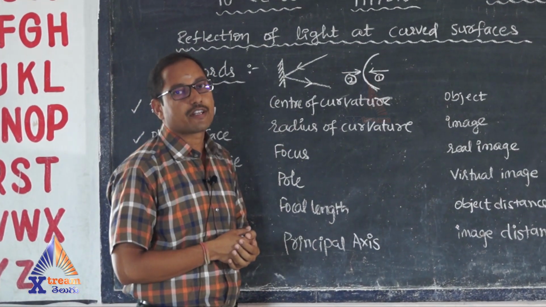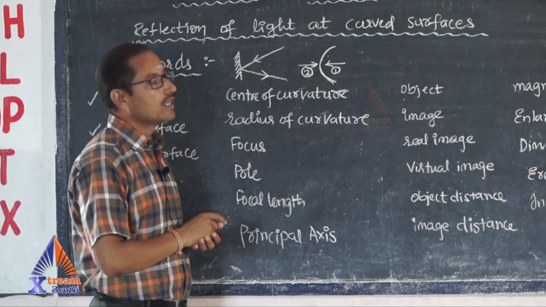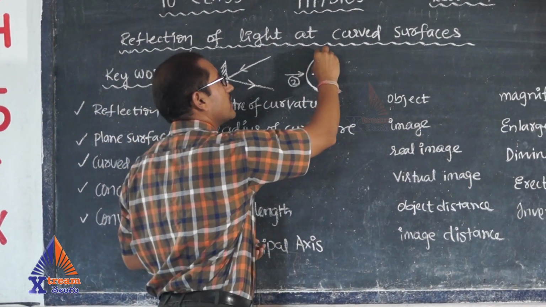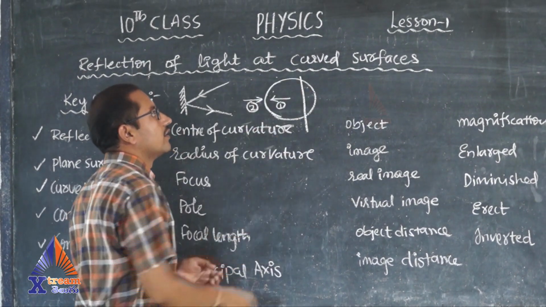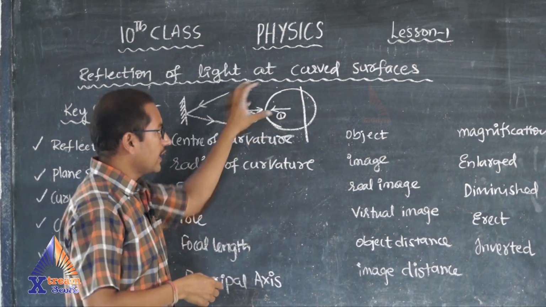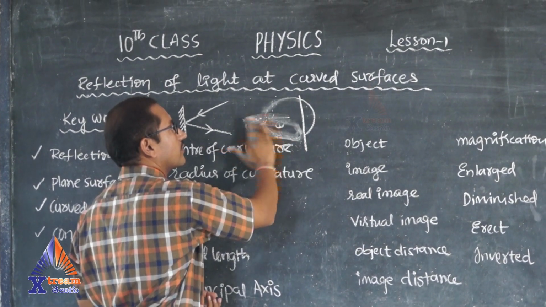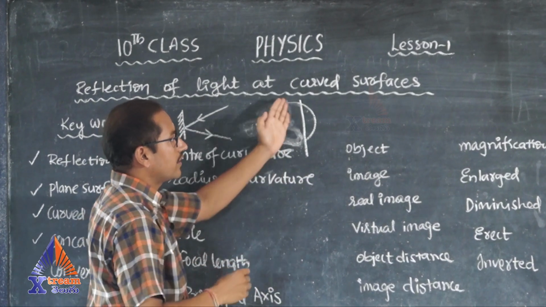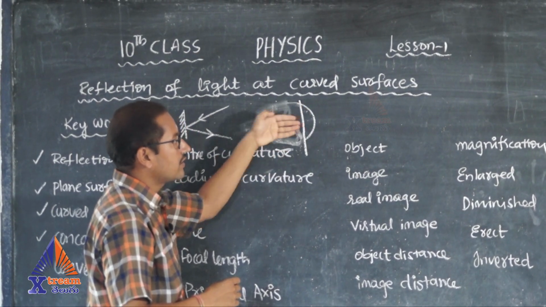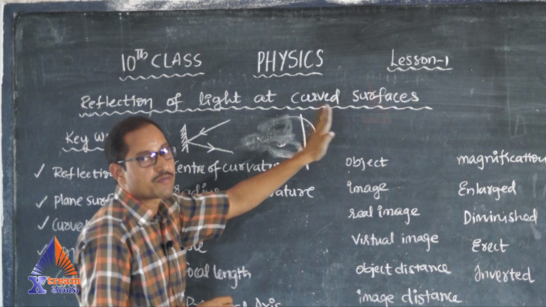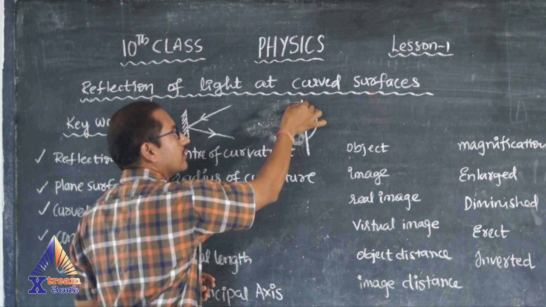center of curvature. If I take a concave surface or convex surface, this surface is supposed to be taken from a sphere. This surface is supposed to be cut from a sphere. If I take a sphere and cut it, this surface is going to be concave if it is seen from this side, convex if it is seen from the other side. Now this sphere would have a center.